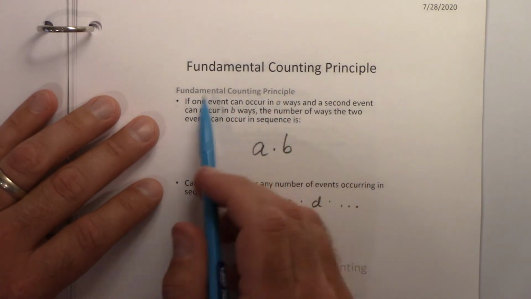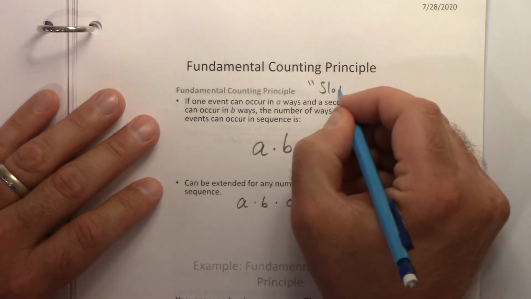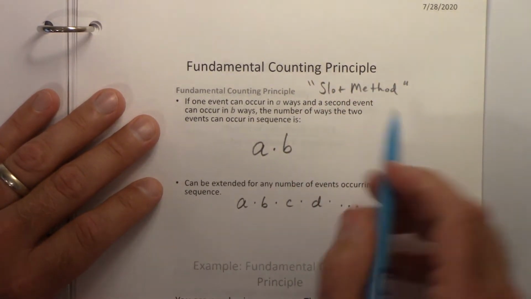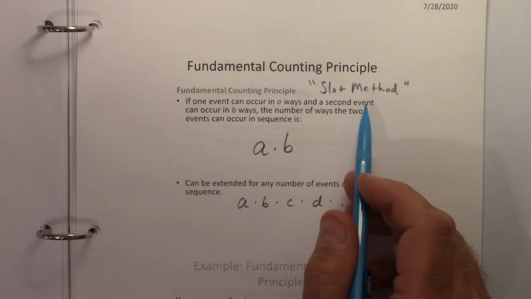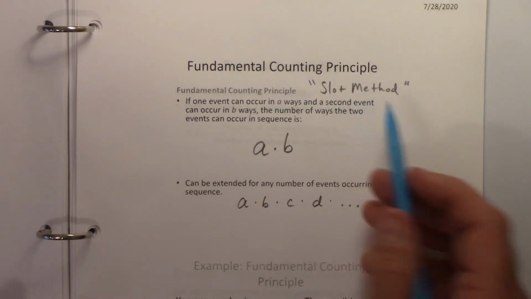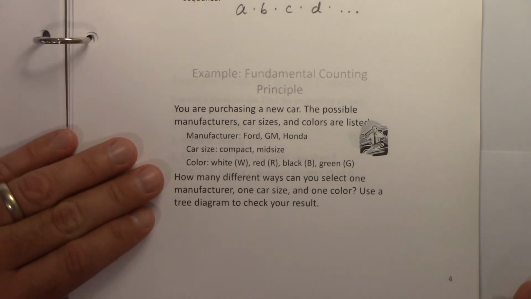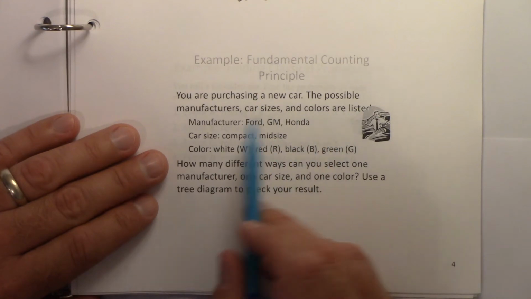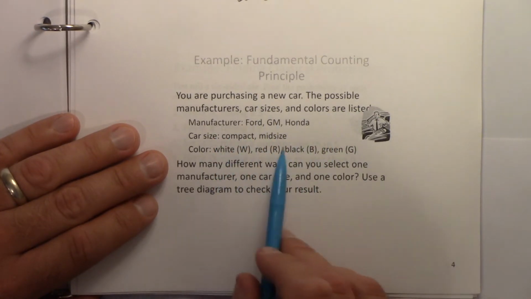And that would just continue for every event in the scenario. I often refer to this fundamental counting principle as what I call the slot method. Because basically what you do here is draw out a slot for every decision or choice or option that you have to make. I'll show you what I mean by looking at the example at the bottom of page 4. Here it tells us that we're purchasing a new car. The possible manufacturers, car sizes, and colors are listed here.